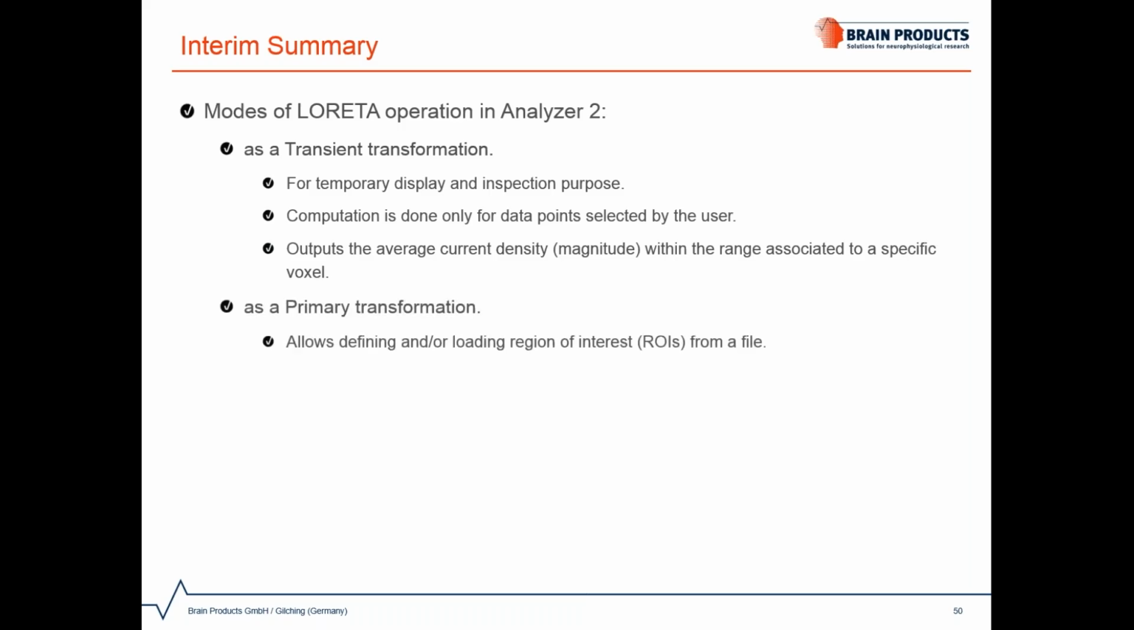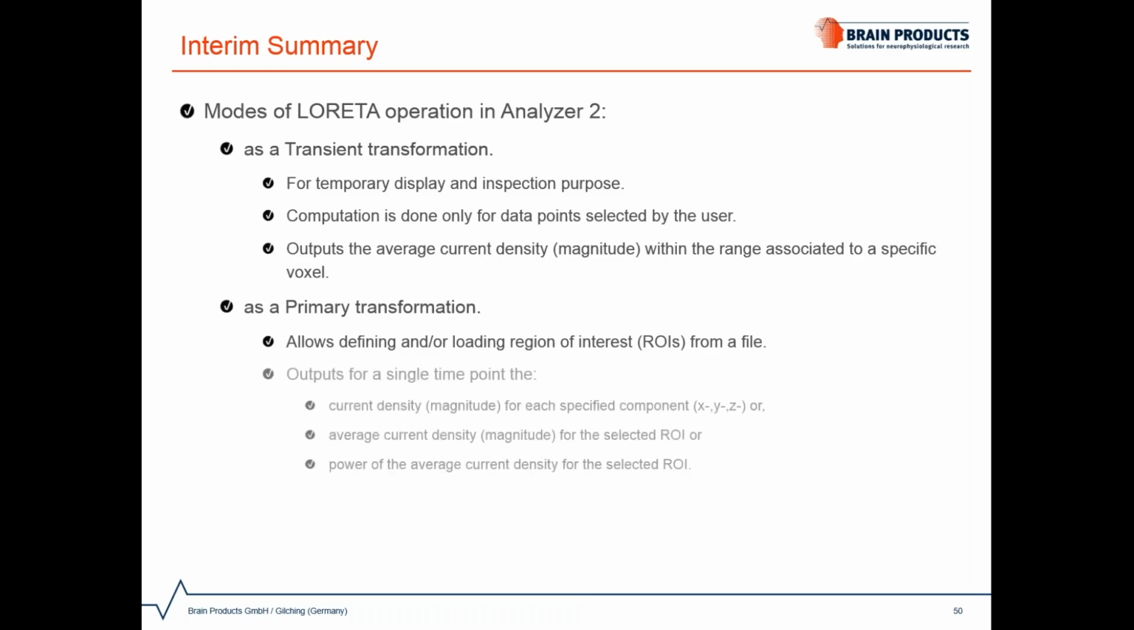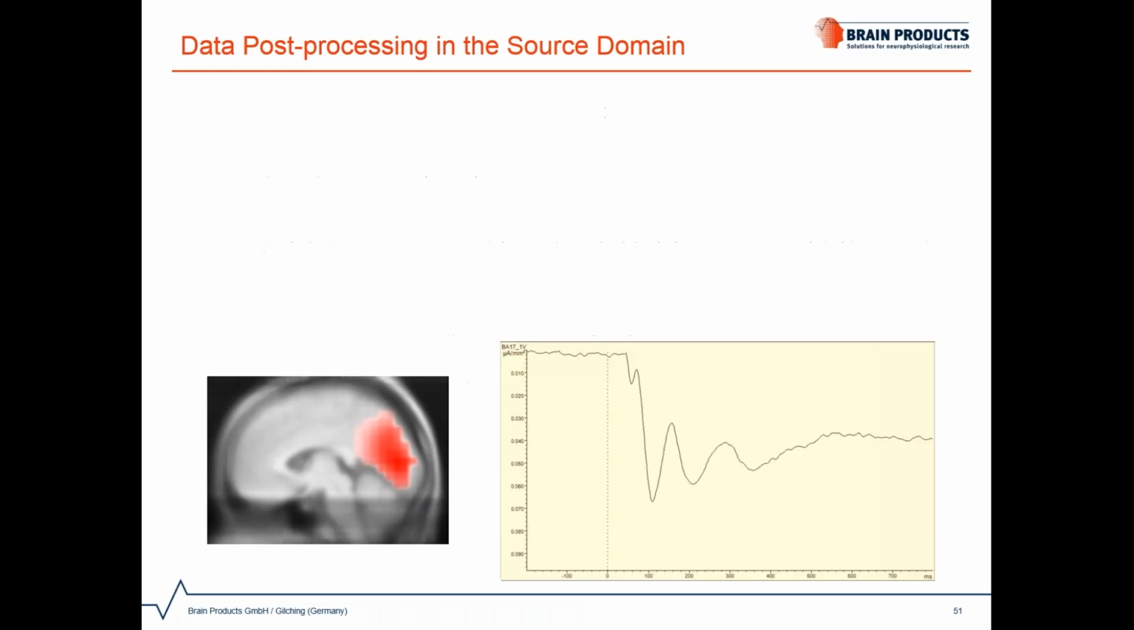The other mode of operation is as a primary transformation. This option enables you to create or load your rows from a predefined source space. For the created or loaded rows, it then provides you with the option to compute for each time point the mean of the current density vectors for each component separately, or the magnitude of all the 3 components, or the squared magnitude. So we have the source activation map and its time series.